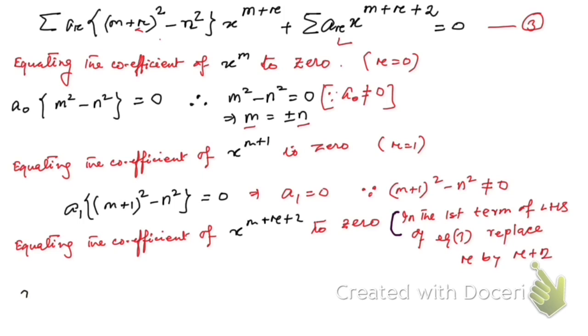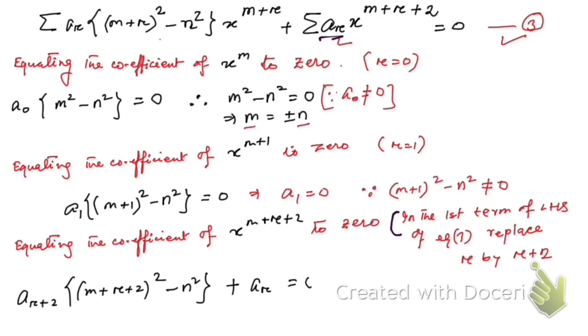Then doing so, what we're going to have is a r plus 2, and in brackets we're going to have m plus, instead of r we're going to write r plus 2 now. Okay, so in this equation number 3, instead of this r we're going to put here r plus 2, right? So that's what we have got. Then n square, then plus, what is the coefficient of x to the power m plus r plus 2 here? Ar. So here we have ar, right, is equal to 0. Here don't write the x to the power m plus r plus 2. Okay, here we are writing only the coefficients. Okay, hope you have understood this.